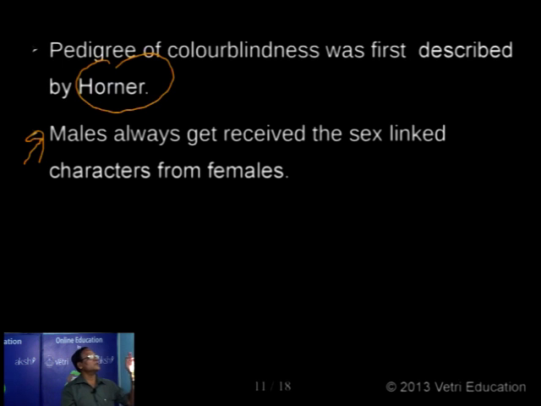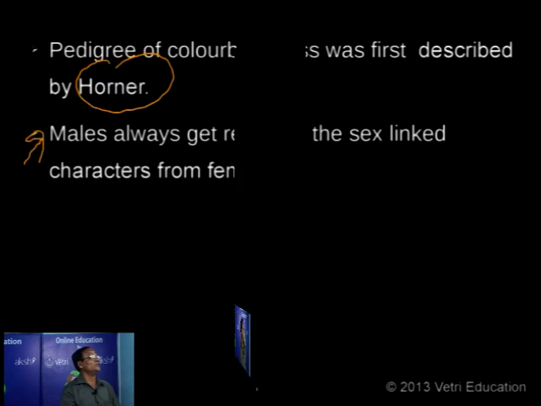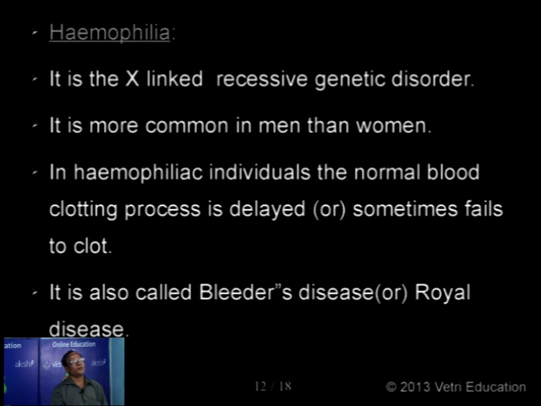So these are some of the things. Color blindness is also called Daltonism or protanopia. Now, hemophilia. It is a similar character to color blindness. One question also came in the question paper: which one of the following diseases is closely related to color blindness? Hemophilia. It is also called bleeder's disease.